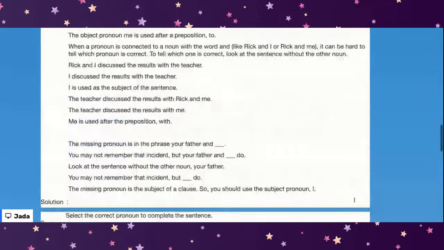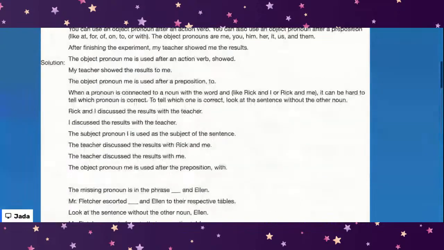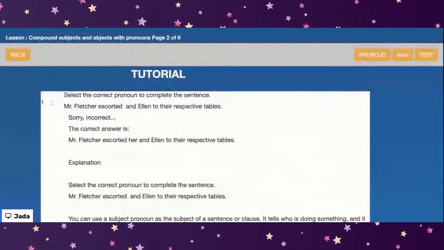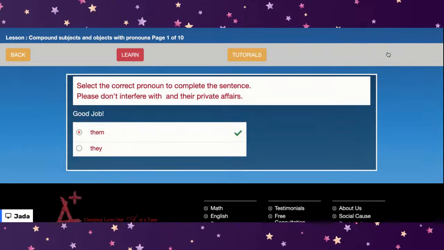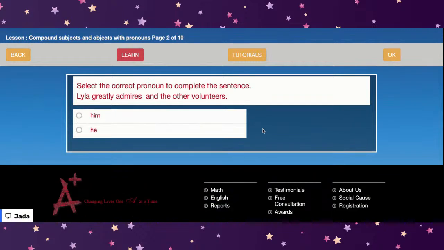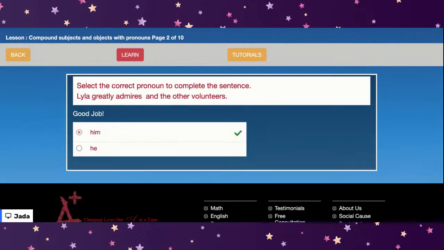Okay, let's move on to the test now. Select the correct pronoun to complete the sentence. Please don't interfere with blank and their private affairs. Don't interfere with them and their private affairs, or they and their private affairs? So you would say them. Layla greatly admires blank and the other volunteers. Is it he or him? Him is the most suitable pronoun there.